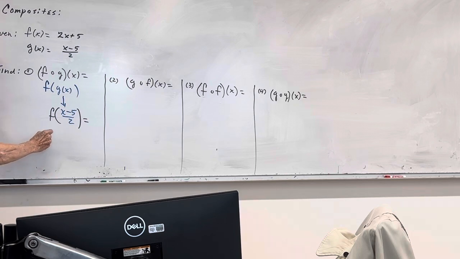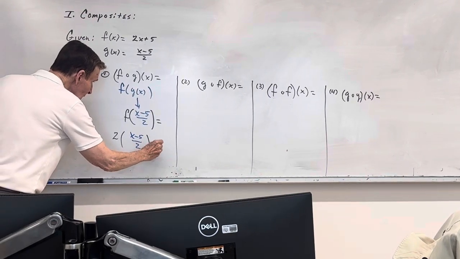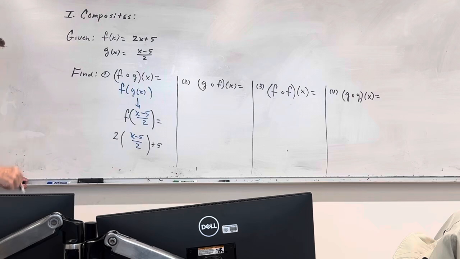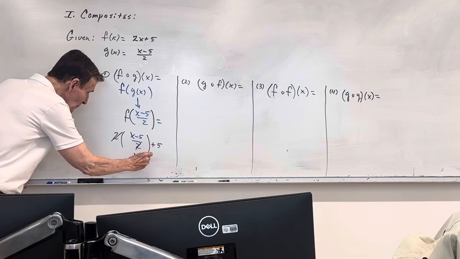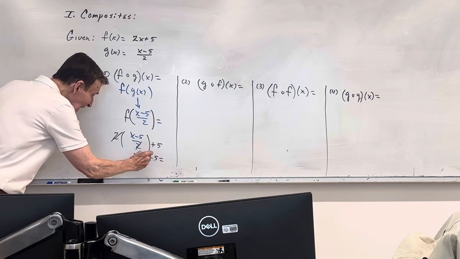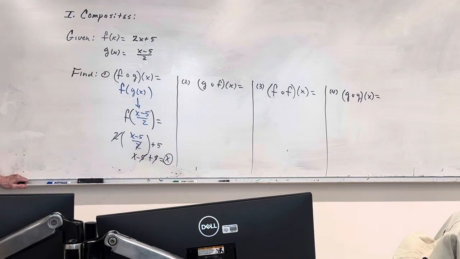So you've got 2 times the blue put in there, like a substitution, plus 5. That's what my f function looks like when I replace x by x subtract 5 over 2. Then clean it up algebraically. The 2's will cancel, leaving x subtract 5 plus 5. That cleans up even nicer because the 5's cancel, and I can't believe the answer's x. Which can happen. The answer came out fairly easy. Just x.